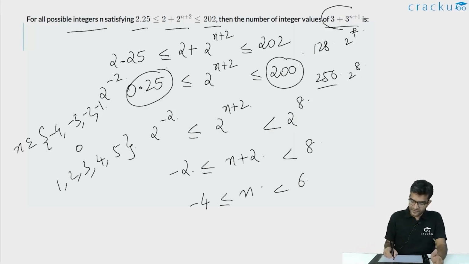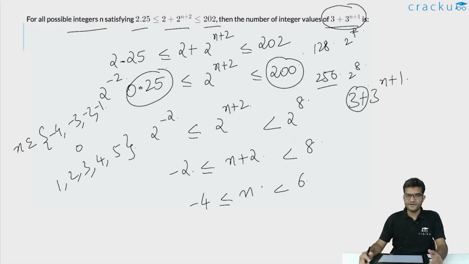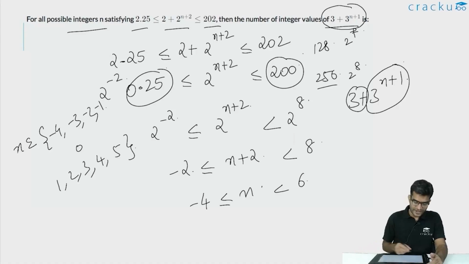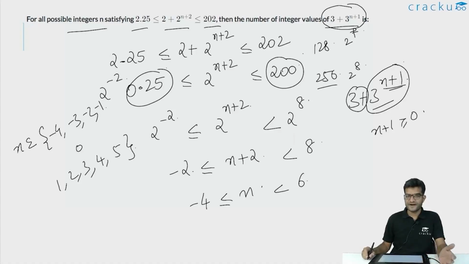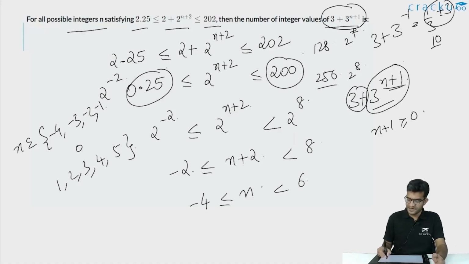We are asked to find out the number of integer values that 3 plus 3 to the power n plus 1 can take. 3 is an integer, so for this we can ignore it. We want 3 to the power n plus 1 to be an integer. So n plus 1 should be greater than or equal to 0. Because if n plus 1 is less than 0, 3 to the power that number will be a fraction. For example, 3 to the power minus 1 is 1 by 3, which is a fraction. If you are adding 3 to it, which is an integer, you will still have only a fraction, which is in this particular case 10 by 3.